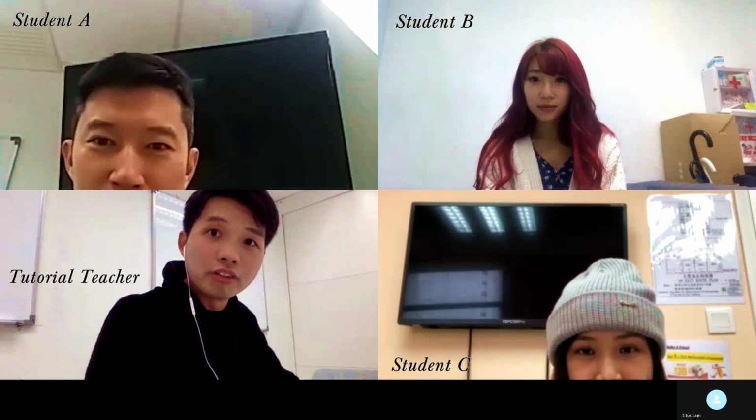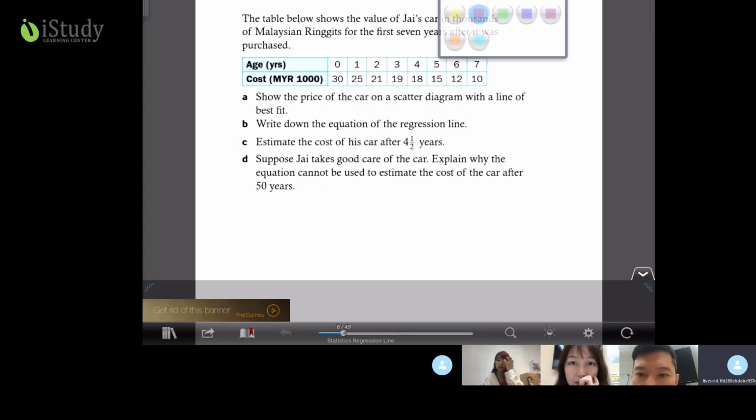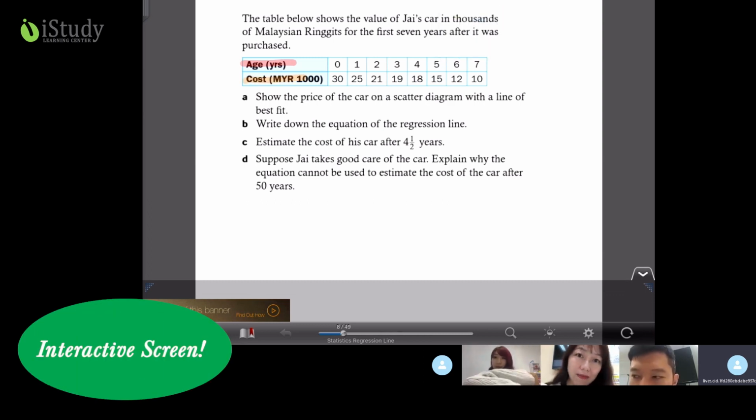So let's start with our new topic, statistics. Okay, let's take a look at the screen. Firstly, we can take a look at this. We have a table with age and we have another with cost.